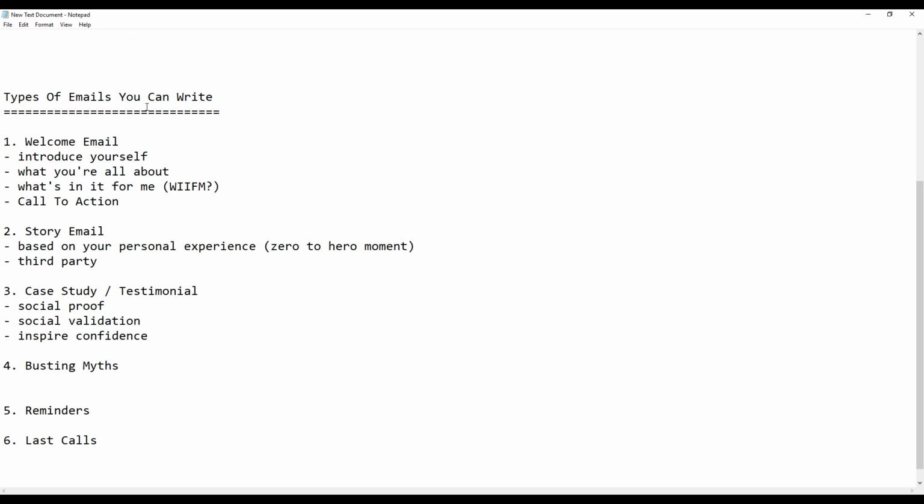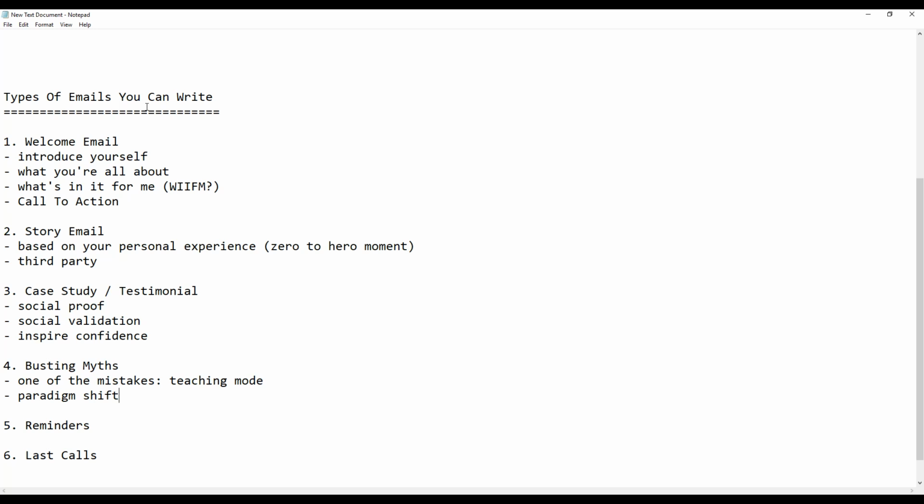Another type of email you can write is to bust myths. Now, one of the mistakes that marketers tend to make is that they try to get into teaching mode, like they try to teach new stuff. I'm not saying there's anything wrong with that, but I would think that teaching your customers should be reserved for a paid product or a paid training. What they need is to experience a paradigm shift, and that's why they're on your list. And you need to take this opportunity to be busting myths.